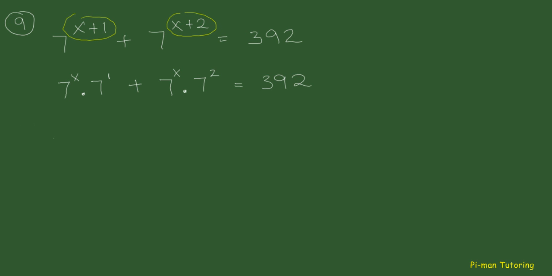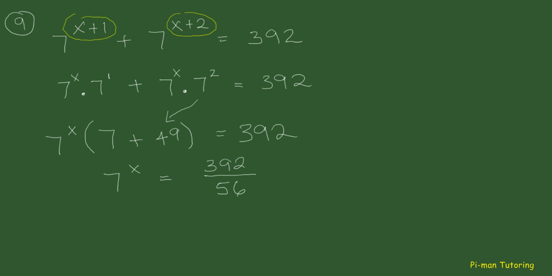Again, we can pull out a common factor of 7 to the x, and we're left with 7 to the power of 1, which is just 7, plus 7 to the power of 2, 7 squared is 49, is equal to 392. And now we can isolate the 7 to the x as 392 divided by 56, which is 7. So 7 to the x equals 7, and therefore x equals 1.